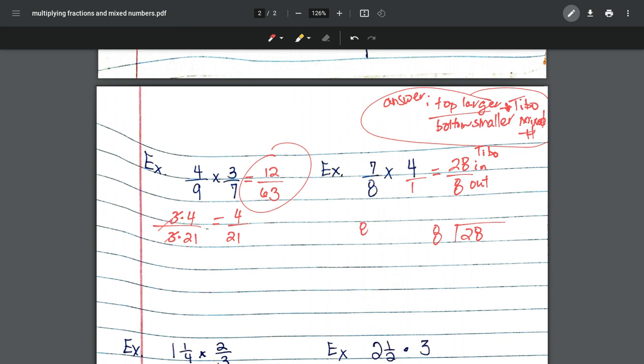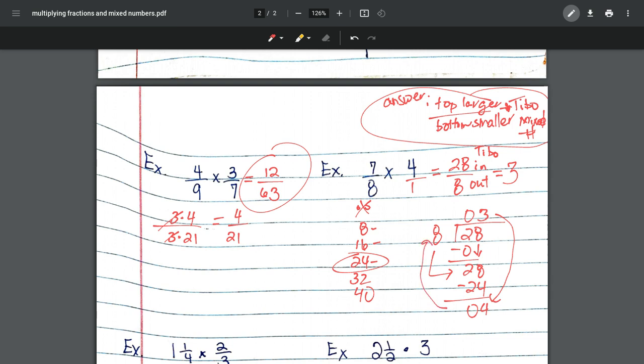So I'm going to work on some division. 24, skip counting. All right, you can't go 8 into 2. If you only have 2 things, you can't make a group of 8. How close can I get to 28 without going over? That's 24. That's 1, 2, 3. So that'd be 3 and subtract 24. Nothing left to bring down. I'm going to write this as a mixed number. That's 3 and 4 over 8.